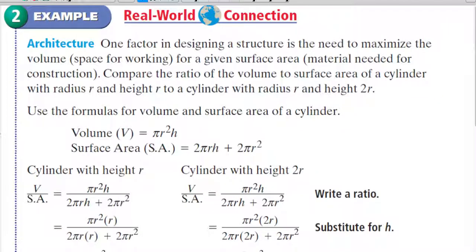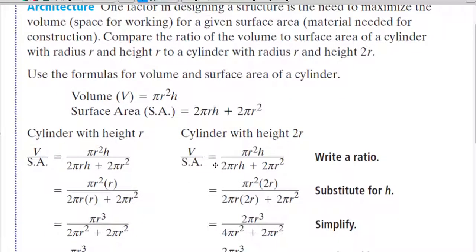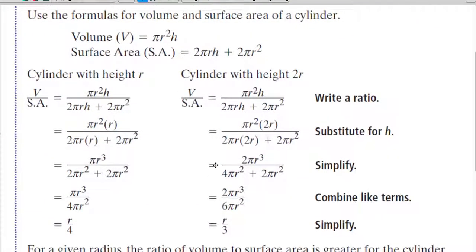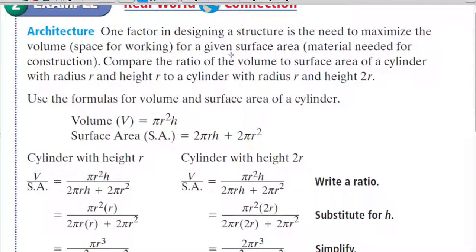And this one is not bad, but what's intimidating about this is that you're using formulas that we had learned in geometry that we haven't really seen a lot of this particular year. So that's what's tough about this one. Otherwise, it's pretty simple. It tells us one factor in designing a structure is the need to maximize the volume.